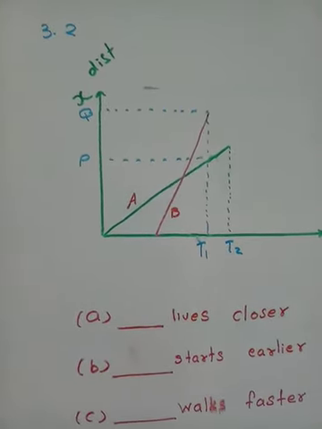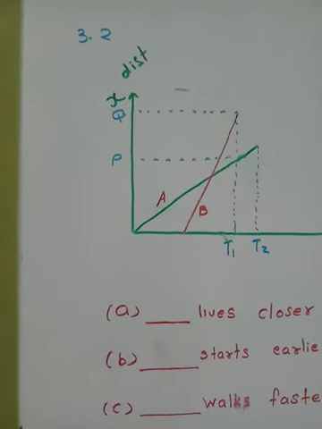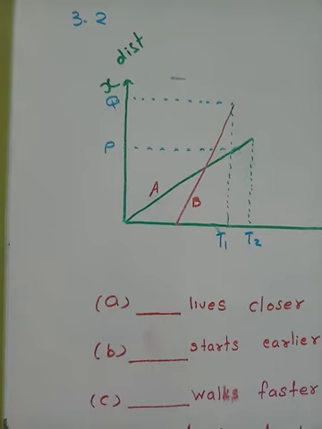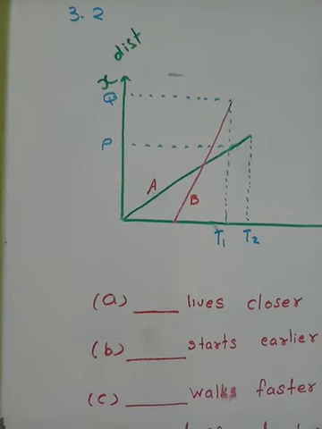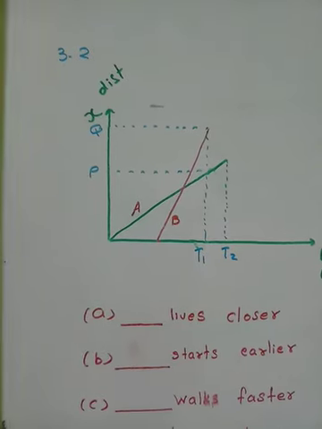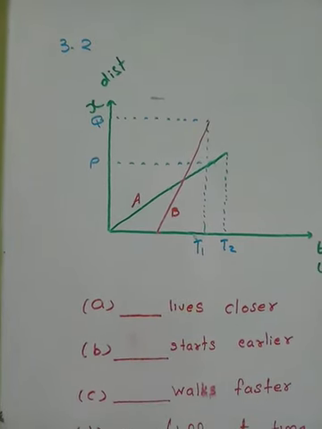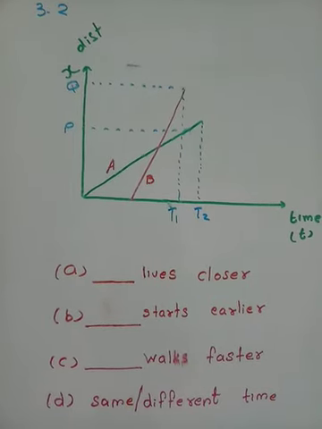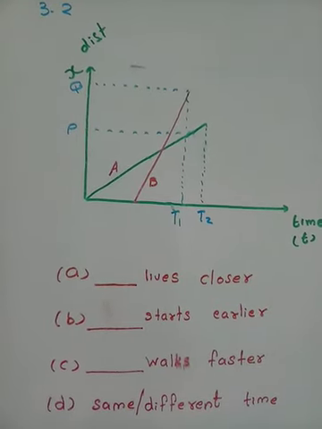Student A covers a distance up to P, while student B covers a distance up to Q. So student A has covered a smaller distance, so he lives closer to the school. Okay. Now again coming to question B, which student starts earlier?